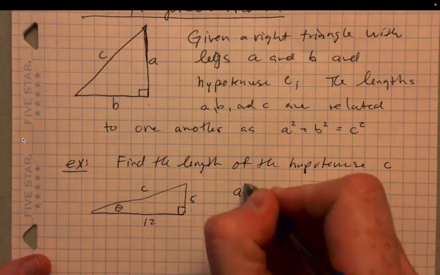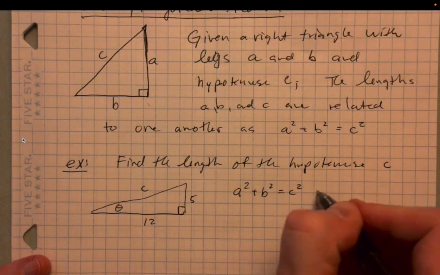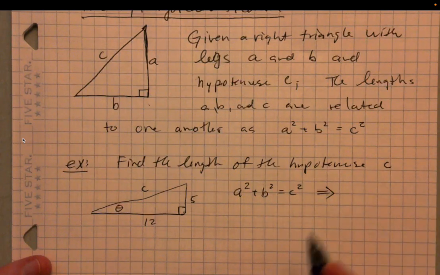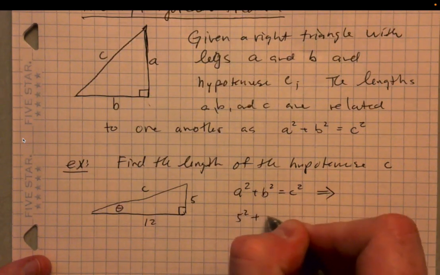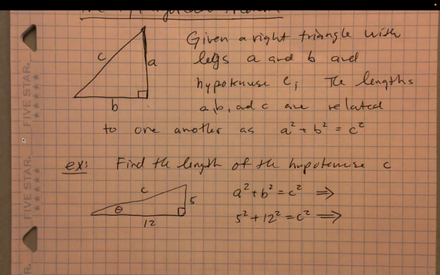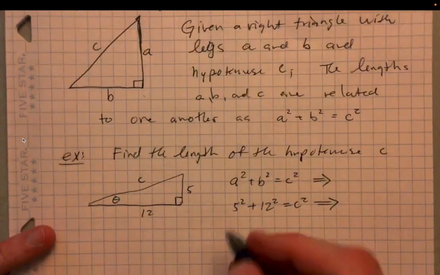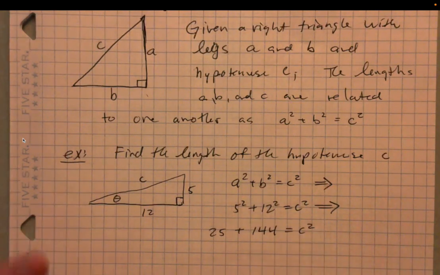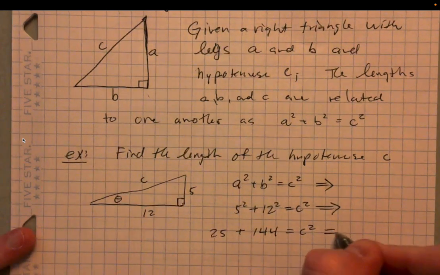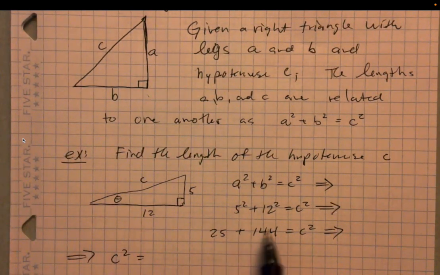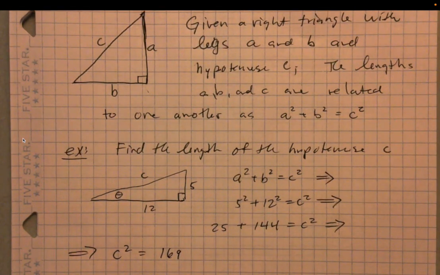Well, a squared plus b squared equals c squared. Plug in the numbers. So a in this case we'll say is the 5. So 5 squared plus 12 squared equals c squared. And what is 5 squared and 12 squared? Well, that's 25 and 144. And so that means c squared is equal to 25 plus 144, which happens to be 169. So c squared is 169.